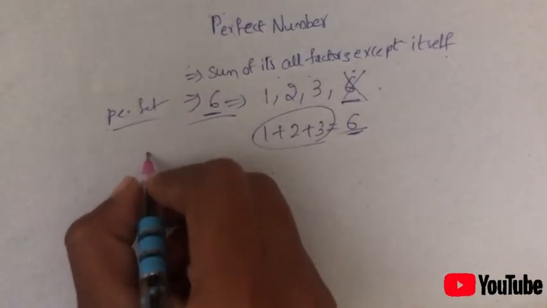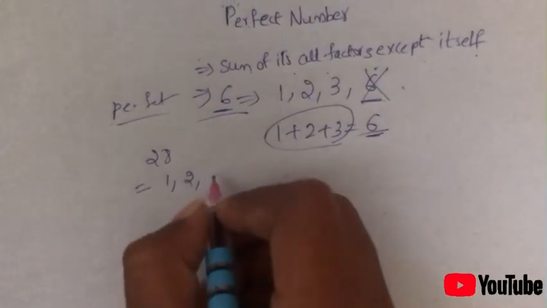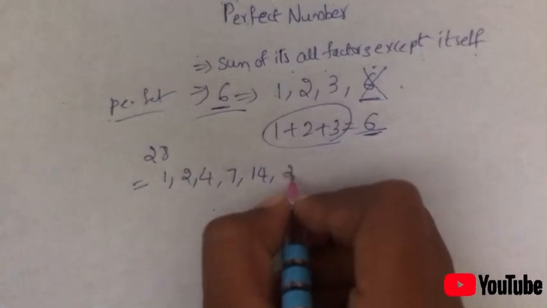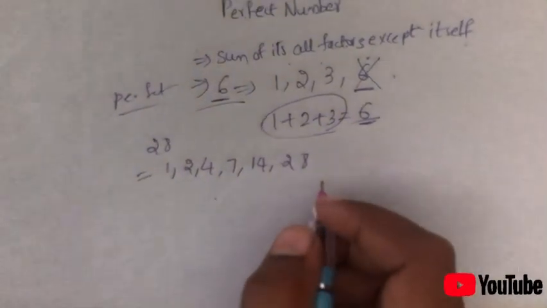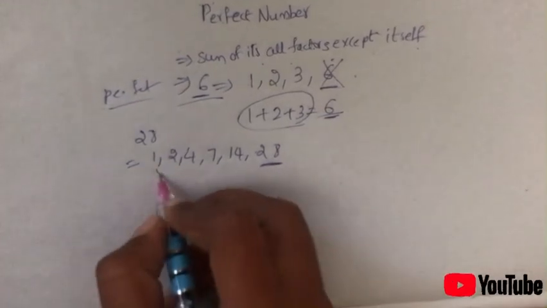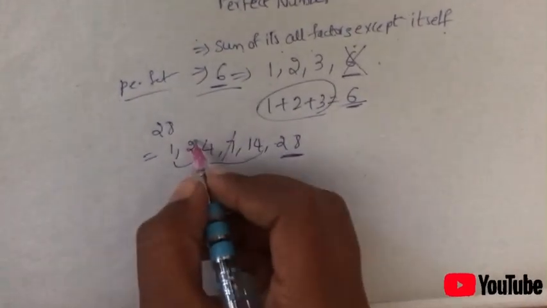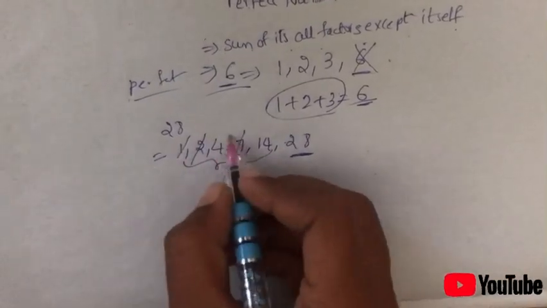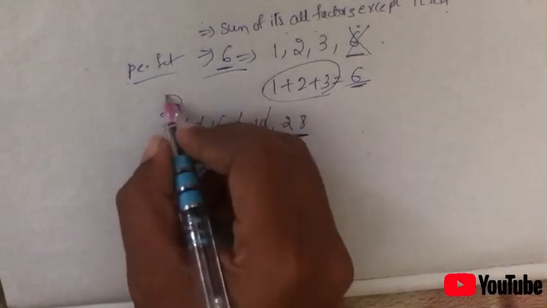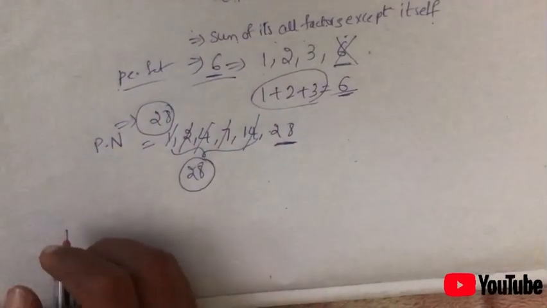And if you consider 28 also, then its factors are 1, 2, 4, 7, 14 and 28. But according to the perfect number definition, you should not consider itself. Then the sum of all these factors is 7, 9, 10, 14, 14 plus 14, 28. Now this sum is equal to the given number. Therefore this is also a perfect number.